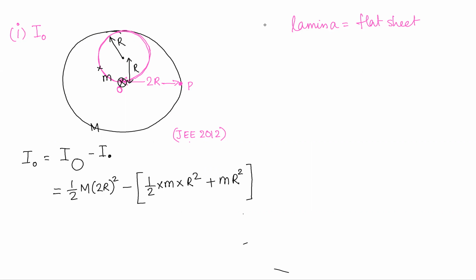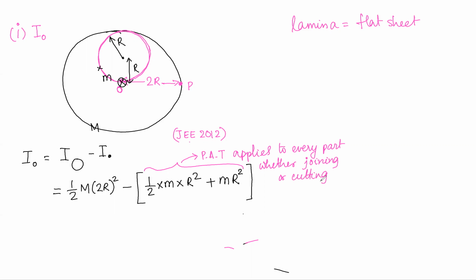Keep in mind over here, even if you are cutting out a part, parallel axis theorem applies to the cutout part as well. Parallel axis theorem applies to every part wherever needed, whether you are adding or whether you are removing. So whether you are joining the part or you are cutting the part, the parallel axis theorem anyway applies. समझ में आया? तो इस पार्ट को हम लोग कट आउट कर रहे हैं फिर भी और अप्लाइंग द पैरेलल एक्सिस थ्योरम ऑन इट. So now you can just pretty much solve फटाफट जैसे अपन को आता है.